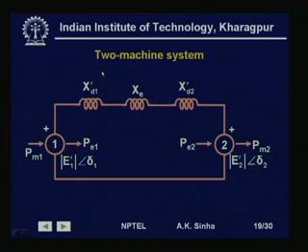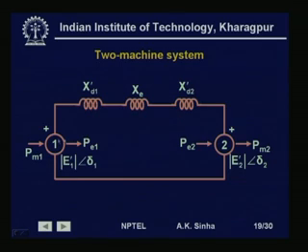Now, let us see how we can convert different systems into a single machine infinite bus kind of a model. Let us take the situation where we have two synchronous machines connected to each other. We have Xd1 dash as the direct axis transient reactance of machine 1, Xd2 dash as the direct axis transient reactance of machine 2, and Xc is the reactance by which these two machines are connected to each other. It is the reactance of the line which connects these two machines.